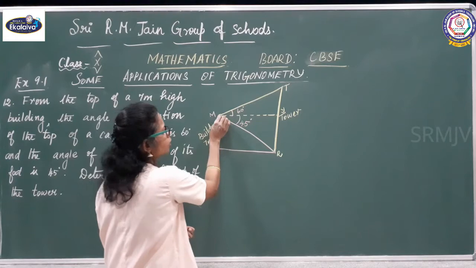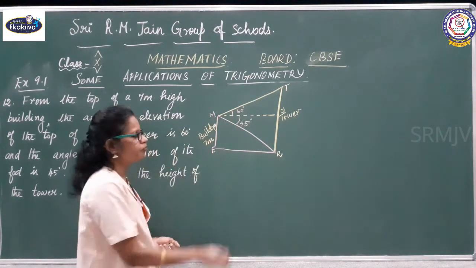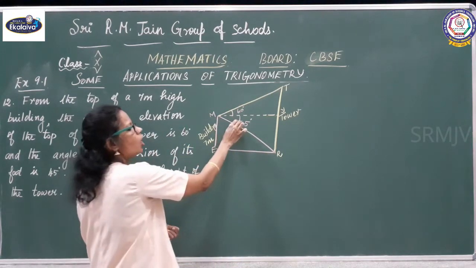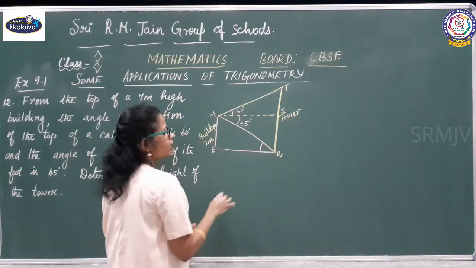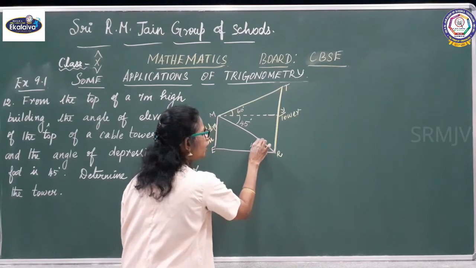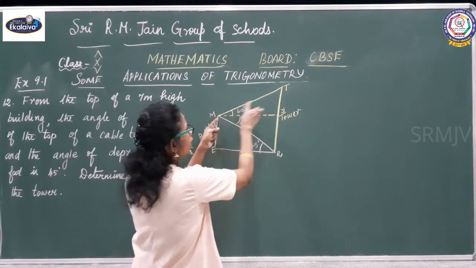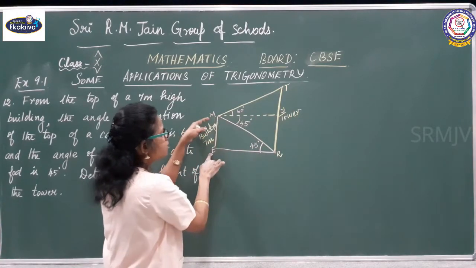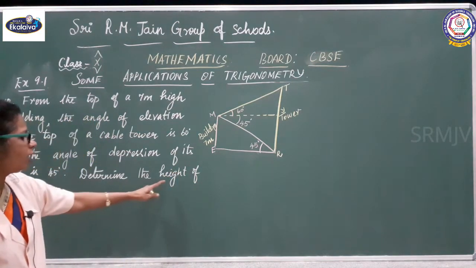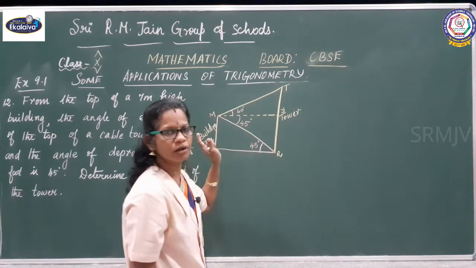This is 45. These two, MY and ER, are parallel. MR acts as a transversal. Alternate interior angles are equal. Now we are going to take triangle MTY as well as triangle MER. What are they asking to find? Height of the tower. Height of the tower is TR, right?